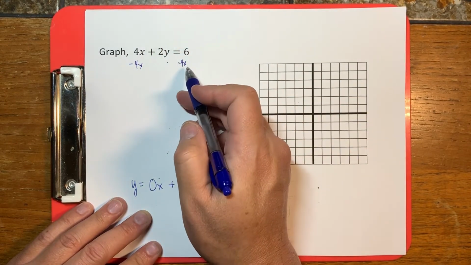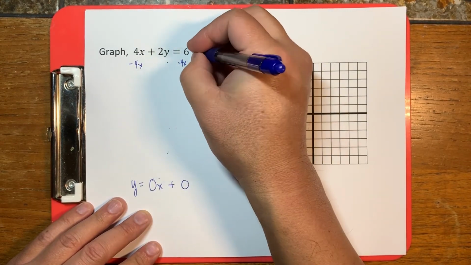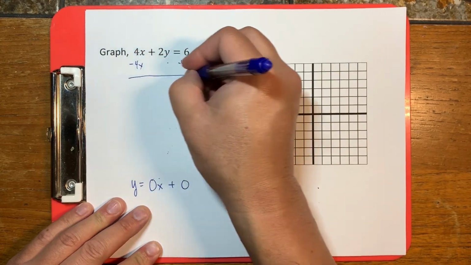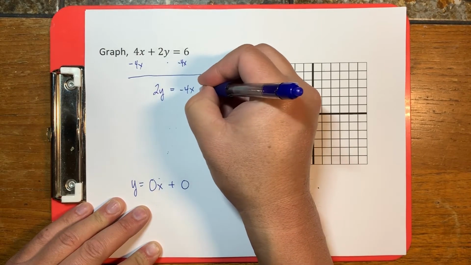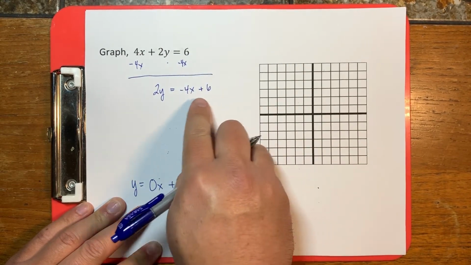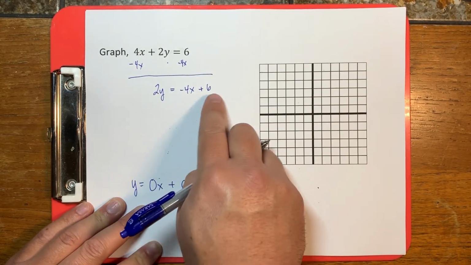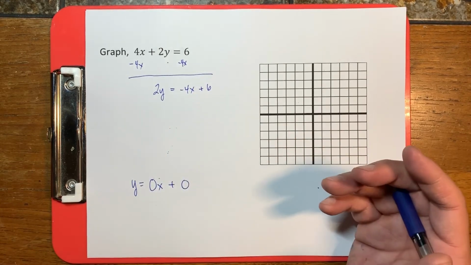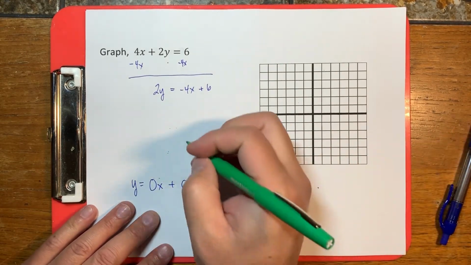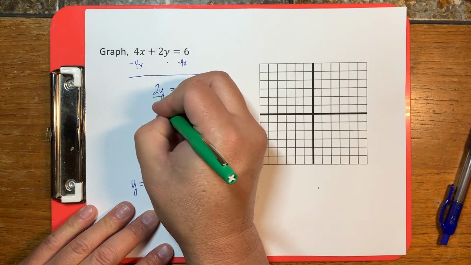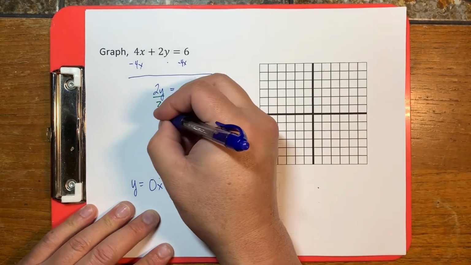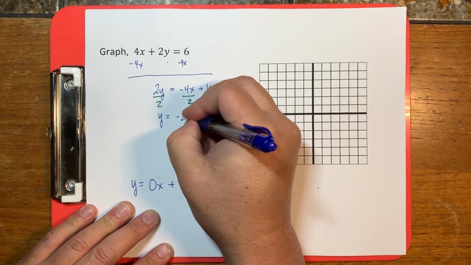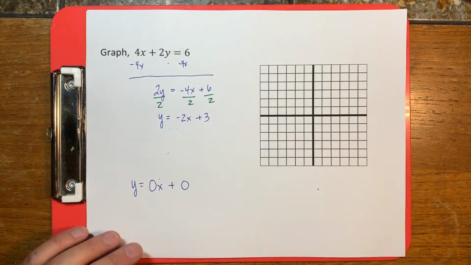Now notice that you cannot remove 4x from 6 because there's no x there. So we just write them separately. These are not like terms. They are not the same thing. There's no x here, so we can't combine them. Now after this, I'm going to divide each term by 2. And now I have y is equal to minus 2x plus 3.